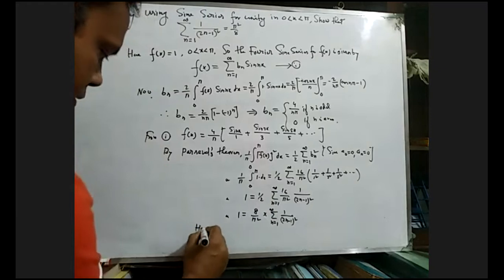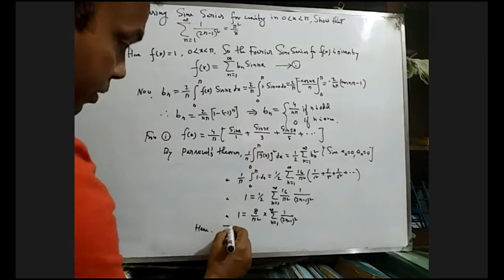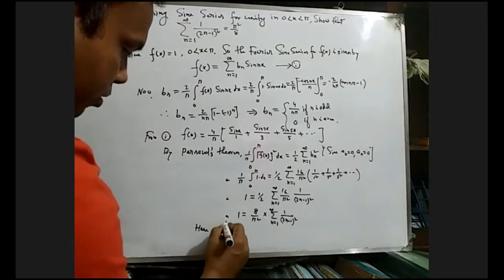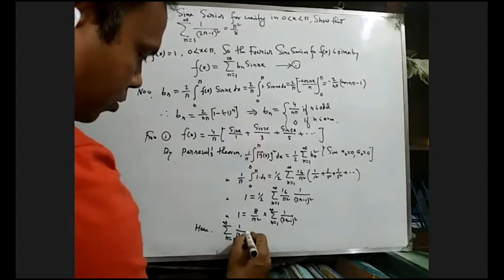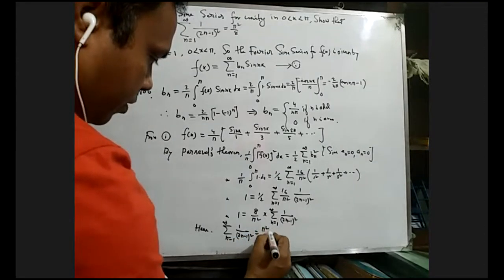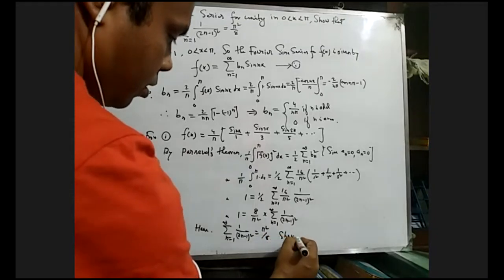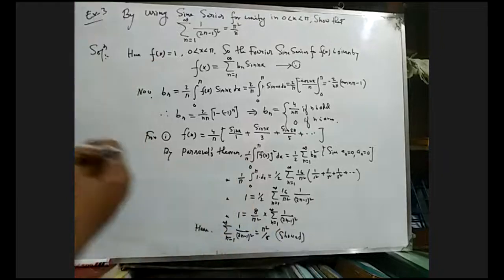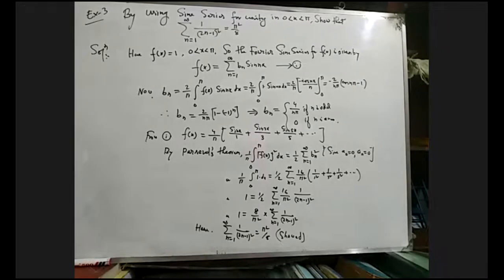Hence the required result, summation n equals to 1 to infinity 1 by twice n minus 1 whole square equals to pi square by 8. Very easy result just by using Parseval's identity.